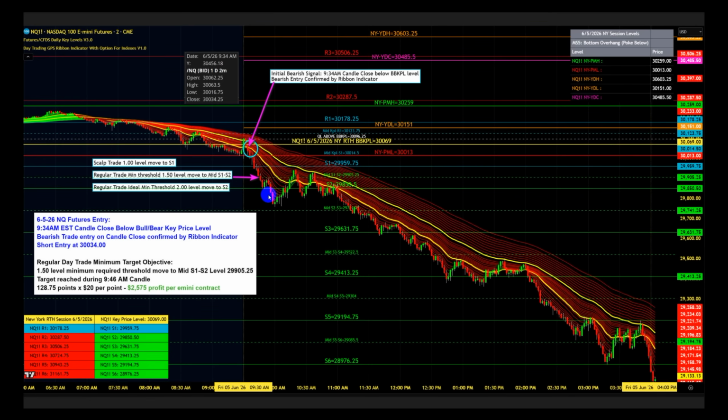And the key takeaways. The entry signal came from a close below one of the indicator's key levels for the session. In this case, it was the bull-bear key price level. The confirmation trigger for entering the trade came from the ribbon indicator. The stop-loss locations were predefined before the trade was entered. The profit targets were predefined before the trade was entered. And the trade management process was predefined before the trade was entered.